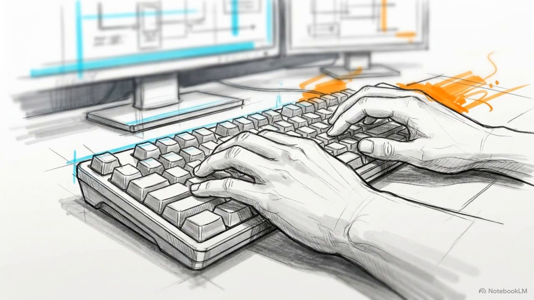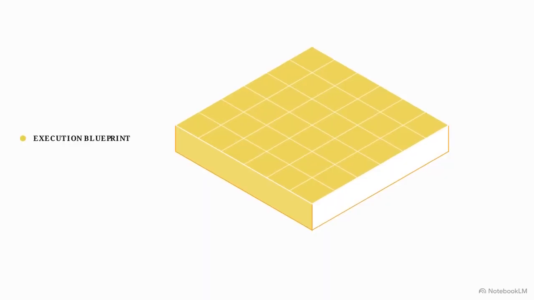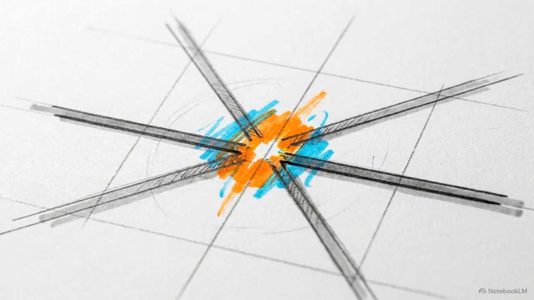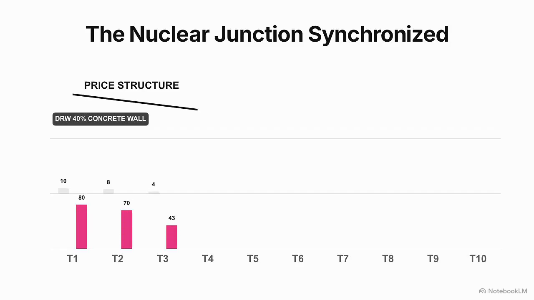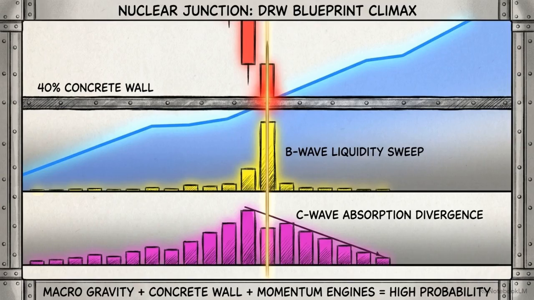To execute high-probability trades, you abandon isolated indicators. You build a singular execution blueprint by stacking multiple timeframes and models together. We call this specific alignment the nuclear junction. It is the precise moment when trend gravity, price structure, and volume flow synchronize. A broad macro line provides a directional tailwind.